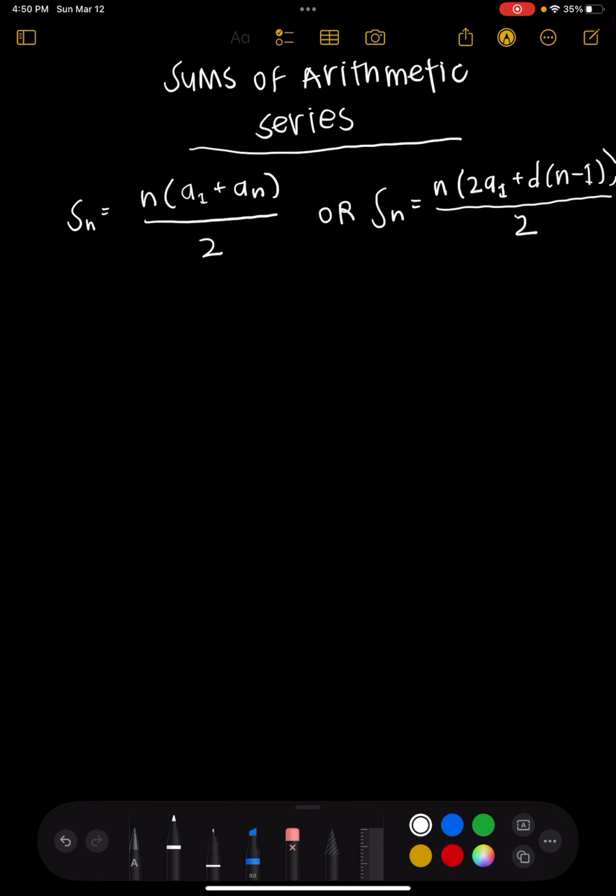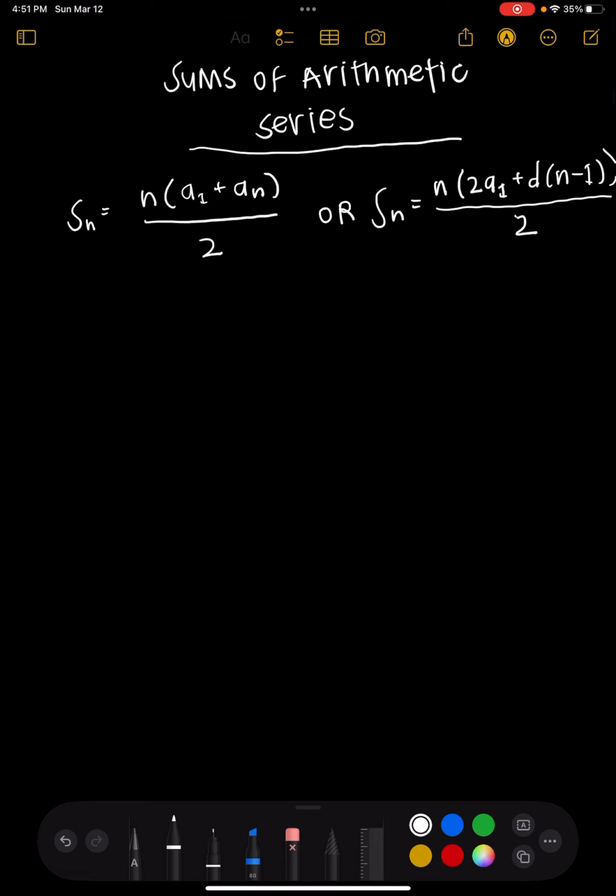So there's two different formulas we can use to find the sums of arithmetic series, and I've written them down right here. The first one is S sub n, and S sub n just stands for the sum, is equal to n, which remember is how many terms we have in this case, times a1 plus an, which is the first term and the last term, all divided by 2. Or we could use the second equation, which is S sub n is equal to n times 2 times a1 plus d times n minus 1, all divided by 2.